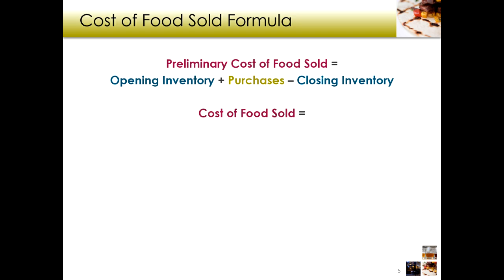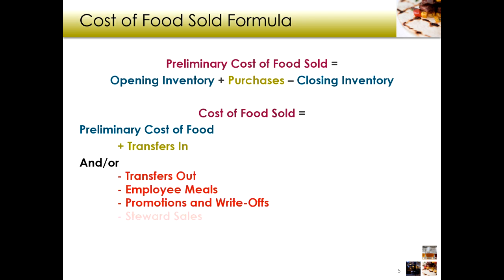So once we've got our preliminary cost of food sold, then we're going to take into account all those transfers in, transfers out, our employee meals, our promotions, our write-off, our stewarding sales, our grease sales, right? So transfers in, that's that bottle of whiskey that we're using in our whiskey barbecue glaze we got from the bar. So we have to add that. It's like they're another supplier, right? We bought that bottle of whiskey from the bar, so it's a food cost. We have to add it to our cost.